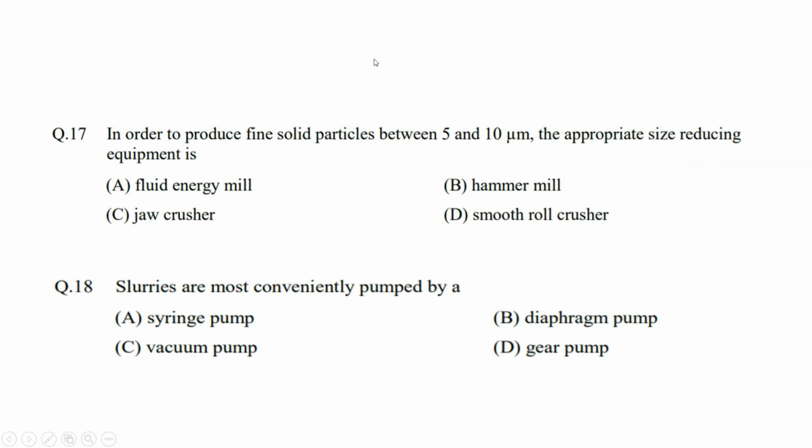Option D is correct. Our next question, number 17. Actually it is from mechanical operations, but I am solving this question here, otherwise I would have to make a separate video for this. So we will check this. In order to produce fine solid particles between 5 to 10 micrometer, the appropriate size reduction equipment is. For this we will use the fluid energy mill. The fluid energy mill does ultrafine grinding.